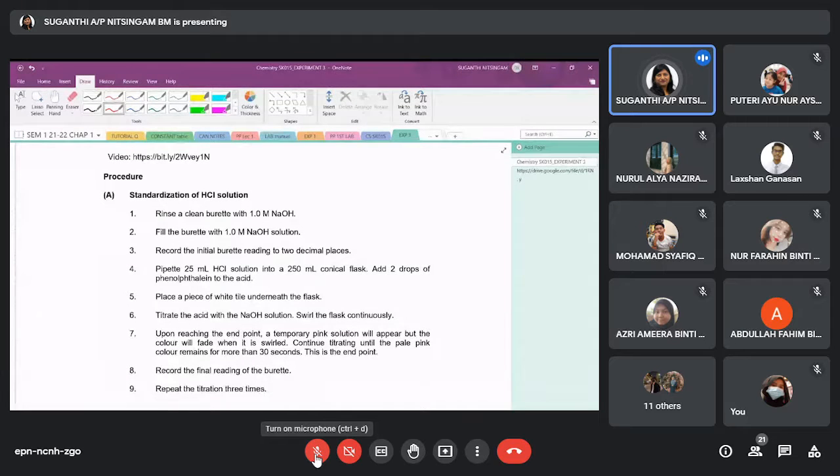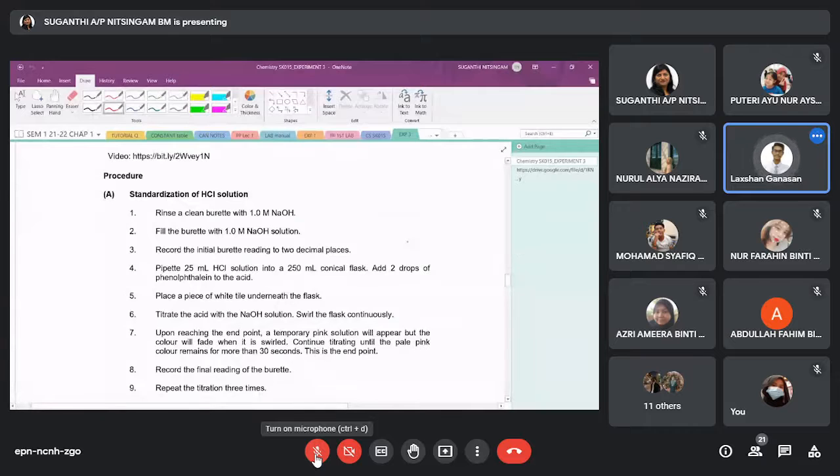Okay, let me get somebody. Okay, Lakshan, read the standardization. Okay, madam. A standardization of HCl solution. 1. Rinse a clean burette with 1 molar NaOH. Fill the burette with 1 molar NaOH solution. Record the initial burette reading to 2 decimal places.